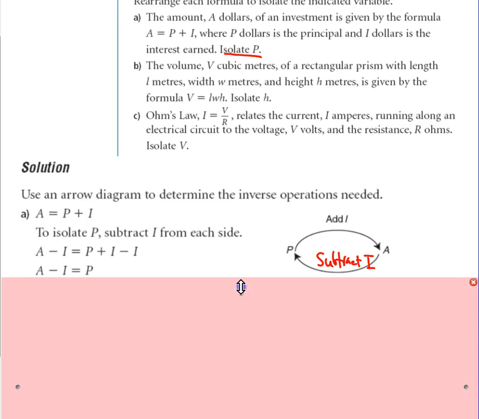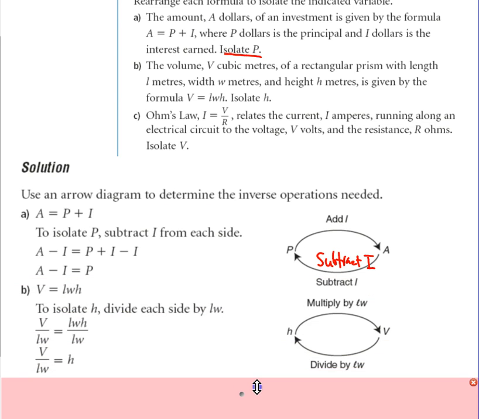So if we look at B, again to look at isolating H from that formula, well, what's being done to H? Well, it's being multiplied by LW. You can think of it as multiplying by L and multiplying by W, but it's being multiplied by LW. So the opposite of that would be dividing by LW, and that produces H on its own. So H would be the volume divided by length times width.